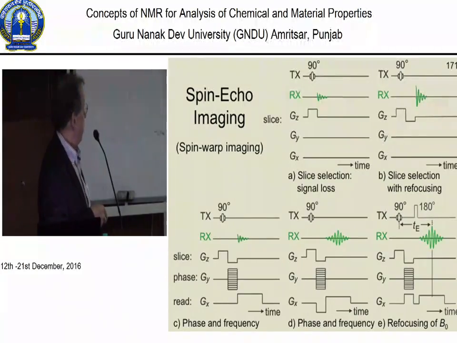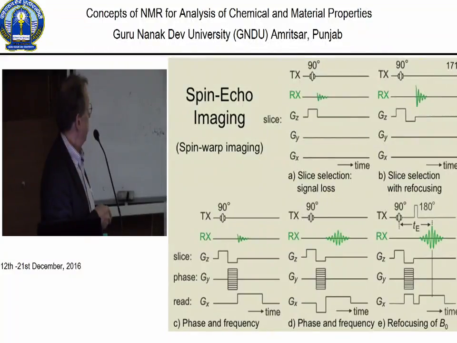Now you have to have a magnetization from a slice, and you have to introduce your frequency encoding for the y direction and the phase encoding in the y direction, the frequency encoding in the x direction. That is, you repeat your experiment many times with different values of the y gradient and record your signal in the presence of the x gradient.